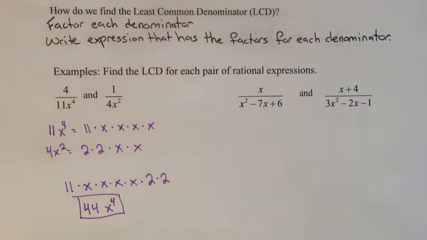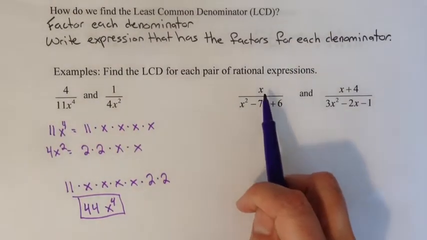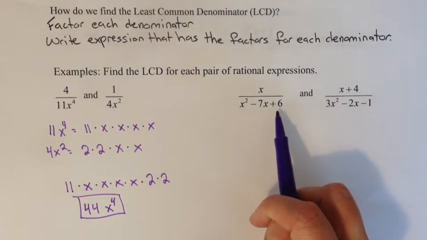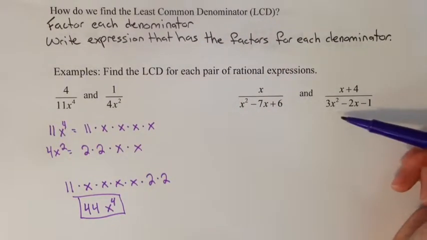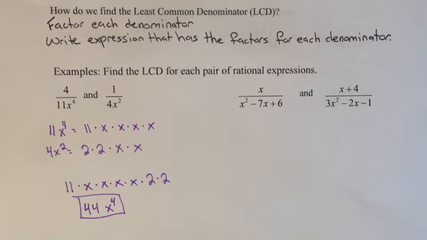I'd like to find the least common denominator for x over x squared minus 7x plus 6 and x plus 4 over 3x squared minus 2x minus 1. The steps for finding the least common denominator are the same here. We're going to start by factoring each denominator. It's just that this time we're going to have to use our techniques for factoring trinomials in order to factor these denominators. Hopefully you're feeling pretty comfortable with factoring now.